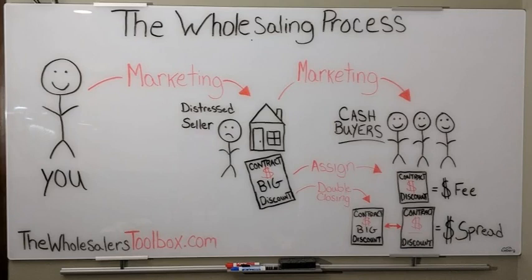Because a contract legally is considered property. So when you go out and market for houses to buy and you find one to buy and you put it under contract, you sign that contract and the seller signs the contract, that contract becomes your property. It's something that you can sell. And a wholesaler sells their interest in the contract to another person.